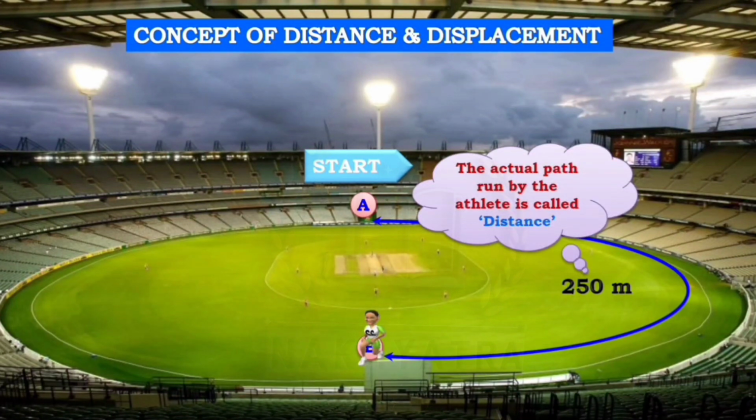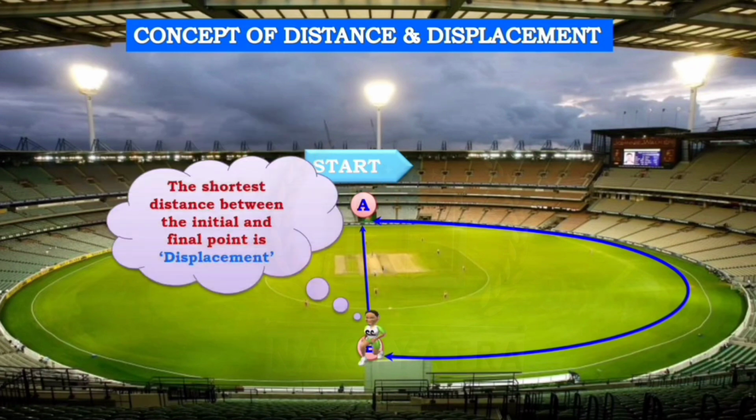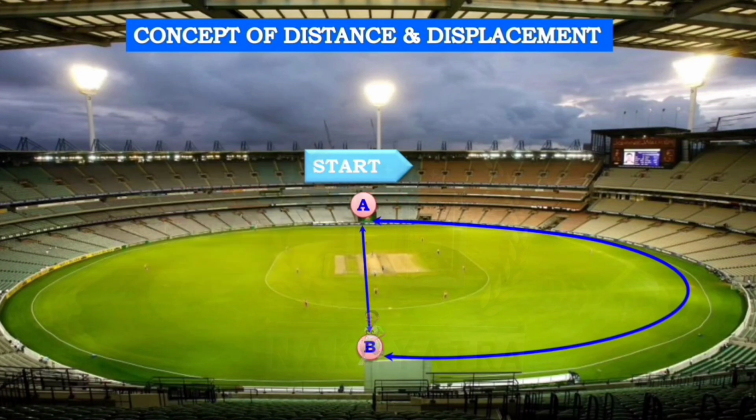So the actual path run by the athlete is called distance. Clear? Now let us say the shortest distance between A and B, that is the initial and the final point, is 160 meters. Shortest distance means this distance between A and B. Okay, so it is 160 meters. The shortest distance between the initial and the final point is called displacement. So this is called displacement. That is the shortest distance between the initial and the final point. All of you clear? Okay.